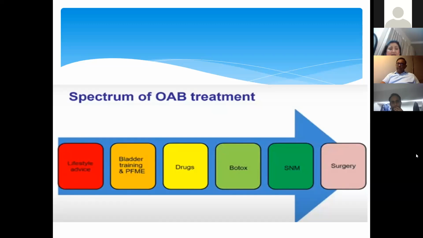And then, as I said, the drugs. Somebody would say use them in the first line of management or along with the behavioral intervention; I would say no, it's second line. And then the third line is Botox, surgical treatment, sacral neuromodulation, and the others. We'll discuss them one by one.